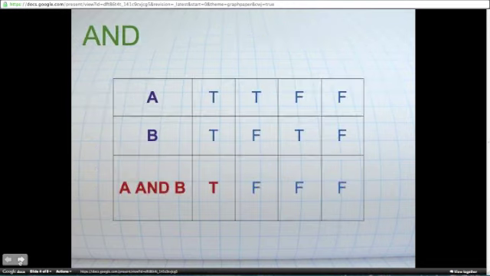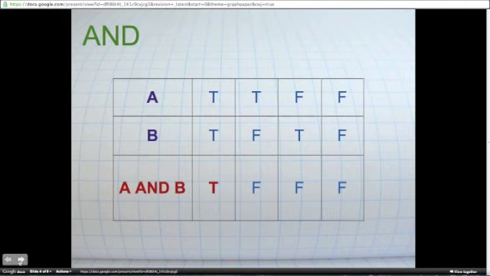This truth table illustrates how a compound condition joined by and works. In the bottom left-hand corner, we have our compound condition, A and B. Now, the rules of and specify that both sides must be true in order for the compound condition to be true.